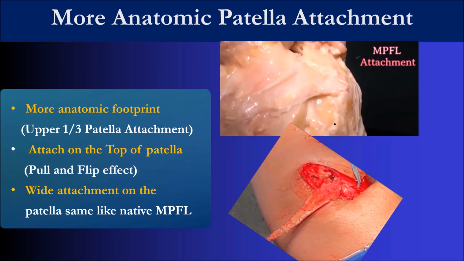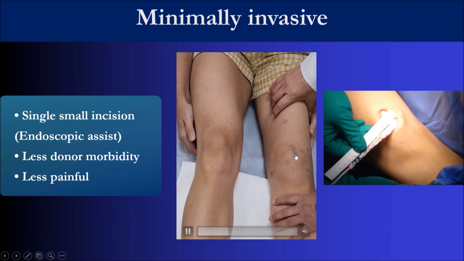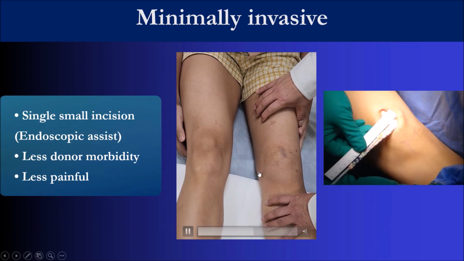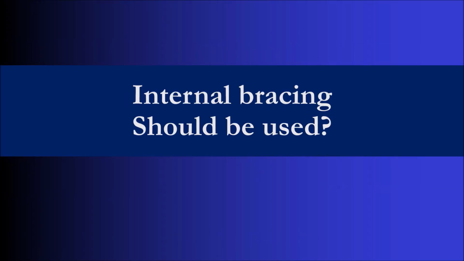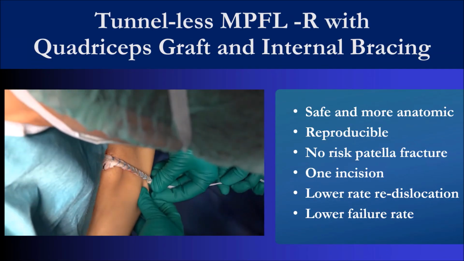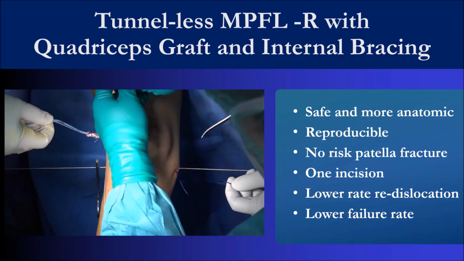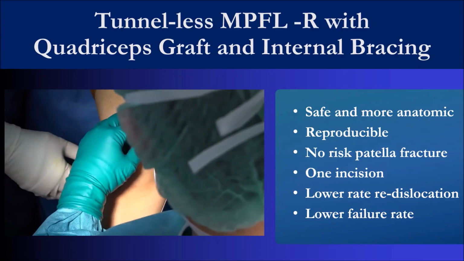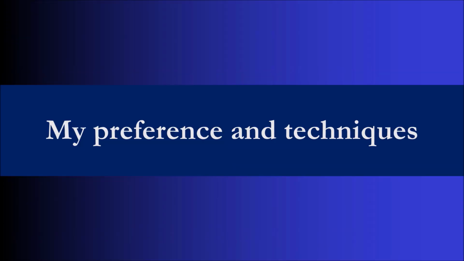Its attachment on the proximal third is more anatomic, and also you have a pulling and flipping effect at the same time. This is less invasive. You see, you have only one incision and one small hole. Less pain and better outcome. So we put the internal brace into my MPFL too. We found that the outcome is better. Okay, you have a less failure rate, only 2% compared to 23%. So this is my MPFL reconstruction, using the quadriceps tendon, only one incision, less problems.